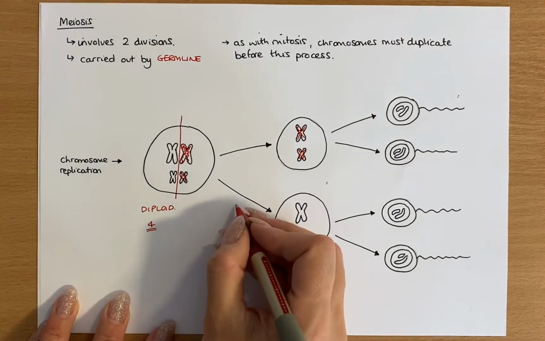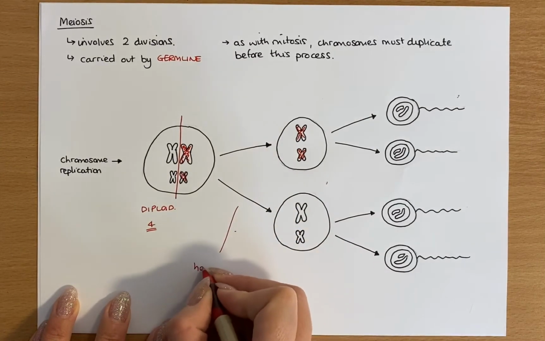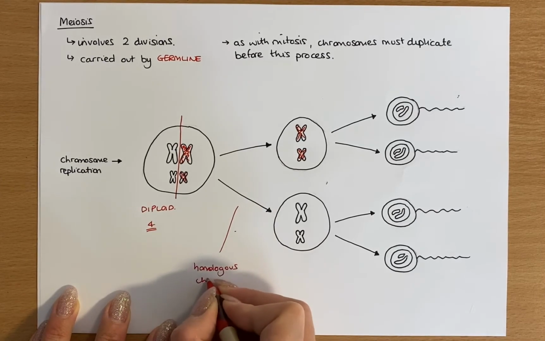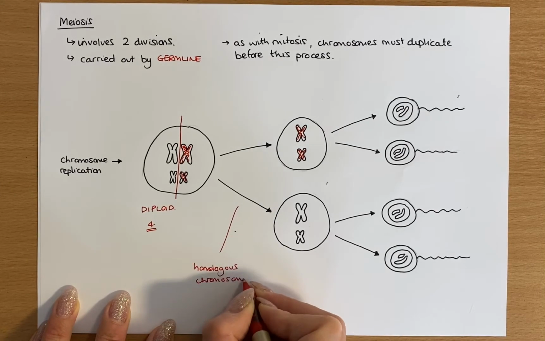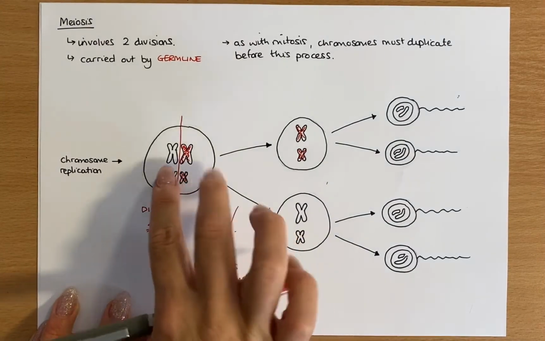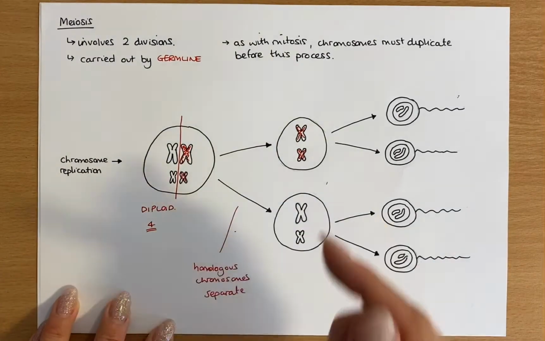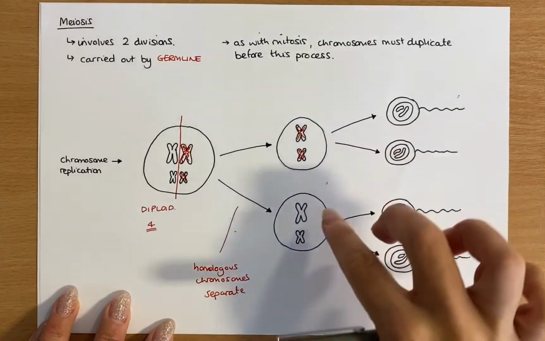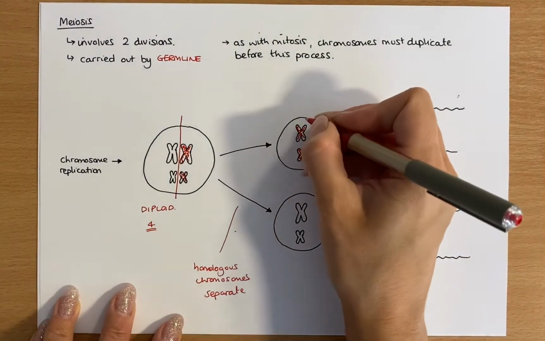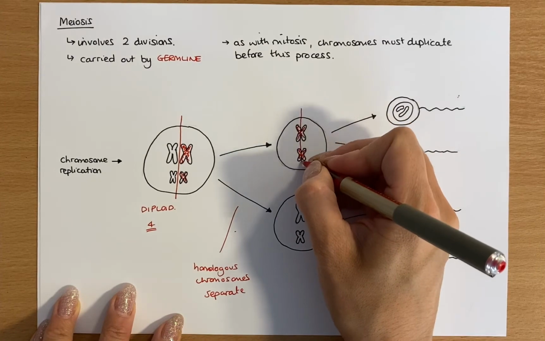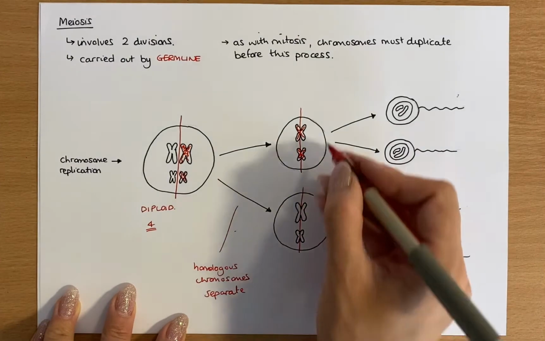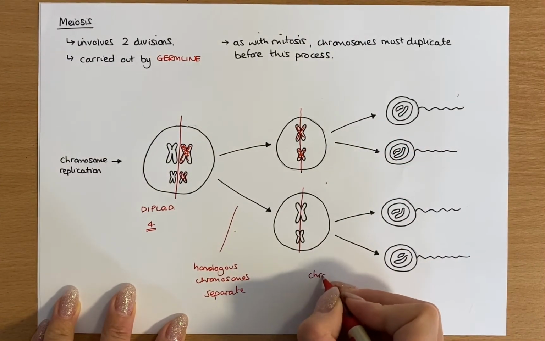So what's happened in this stage is that the homologous chromosomes, those matching chromosomes, have been separated. The ones that are the same size and the same shape pair up together and then they are separated first. So you get a large one and a small one here, a large one and a small one here. Now to form your haploid gametes, these chromatids have to separate, and so do these. So in this stage the chromatids separate.